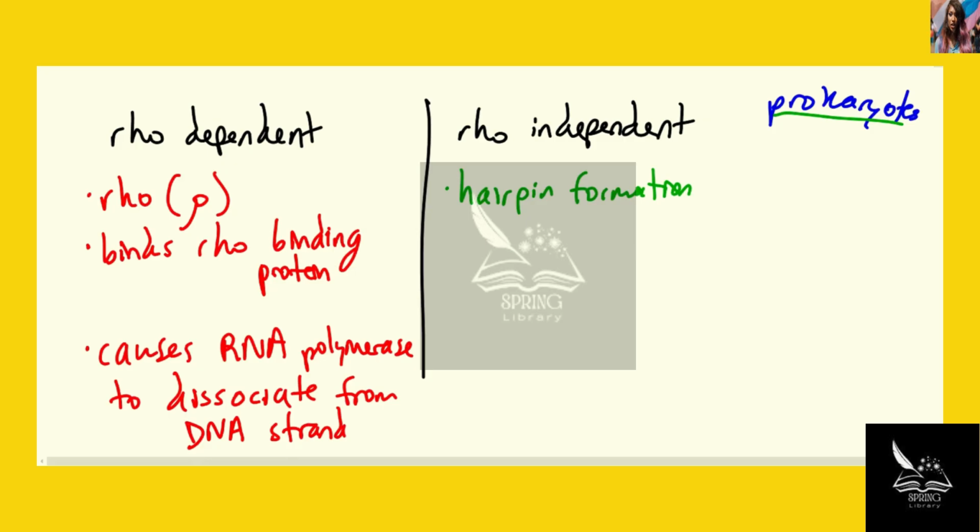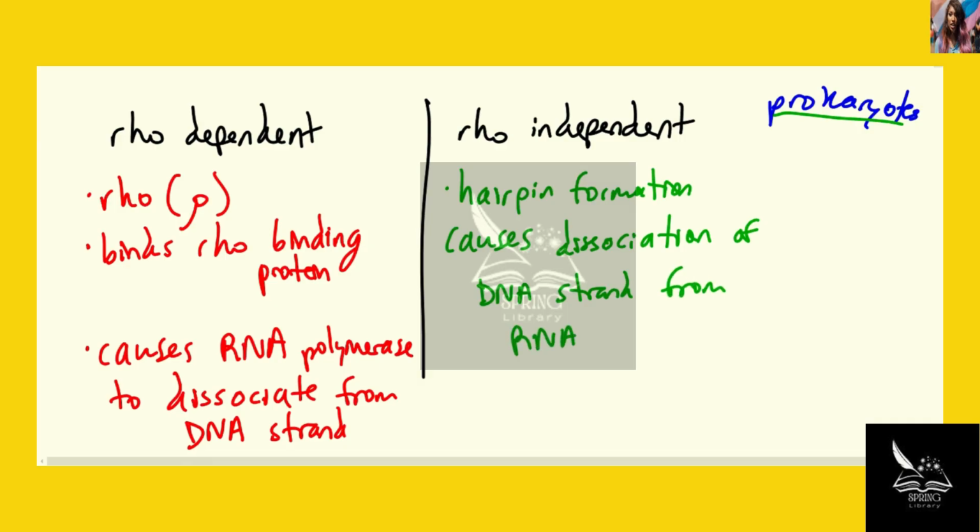And this hairpin formation causes dissociation of our DNA strand from the RNA polymerase. So the end result is the same. Our transcription machinery, which includes the RNA polymerase and transcription factors, will dissociate from the DNA, but the way in which we get to this point is different.